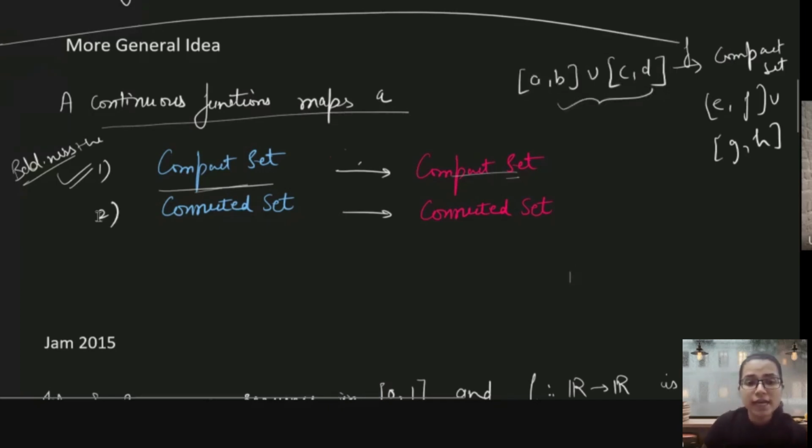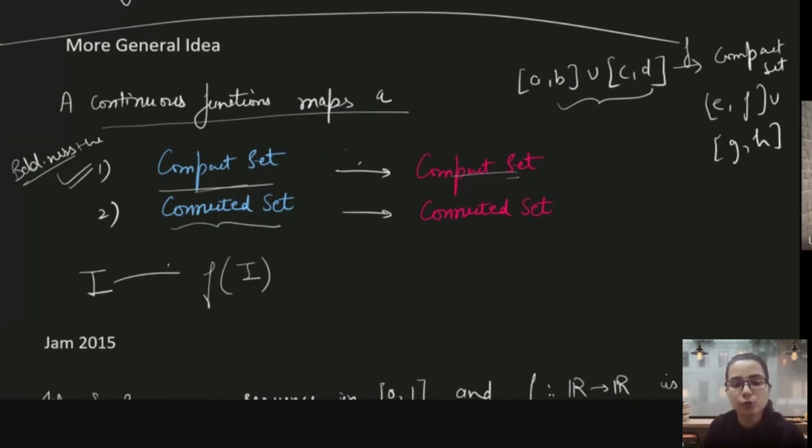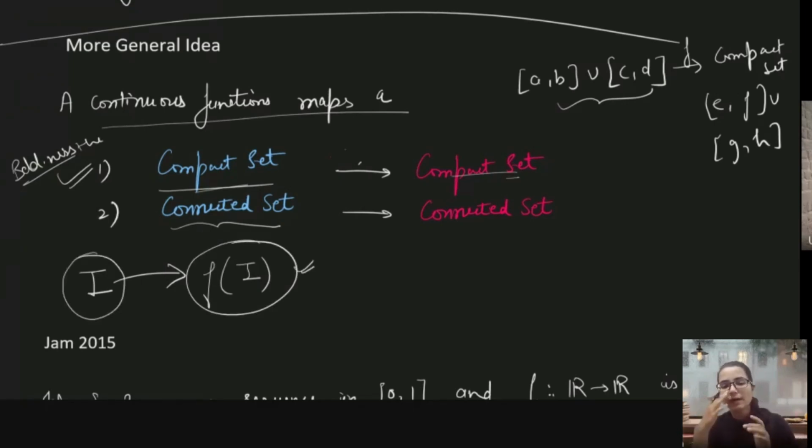So the second idea is related to connectedness. If you take any interval, it will map to another interval. So if I is an interval, the range set f of I is also going to be an interval. Interval maps to interval, and why I'm saying intervals instead of connected sets is because in real analysis, in real numbers, in functions of one variable that we are covering, all the connected sets that you have are intervals.